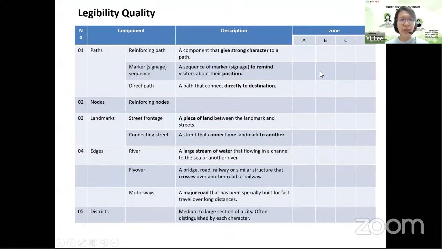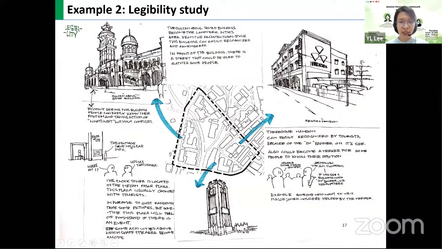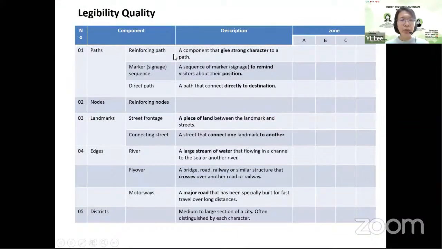The students themselves, when they go to the site to do the appraisal, before they go to the site, as I said just now, they prepare secondary information first. Which means if I do a legibility study on quality studies, I will look at the paths, nodes, landmarks, edges and districts. So they will put all these descriptions here, and then they will mark which area they want to cover. It is a guide. So this is on student creativity, what they're going to do, the checklist for them. So you can prepare something like this.